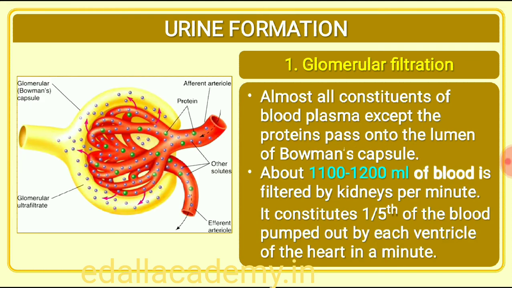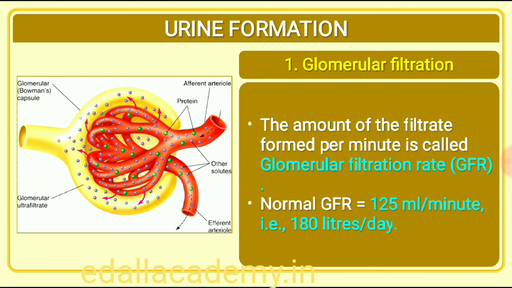Blood is filtered so finely through these membranes that almost all the constituents of the plasma except the proteins pass on to the lumen of the Bowman's capsule. Therefore, it is considered as a process of ultrafiltration. The amount of the filtrate formed by the kidneys per minute is called glomerular filtration rate, GFR. GFR in a healthy individual is approximately 125 milliliters per minute, that is, 180 liters per day.